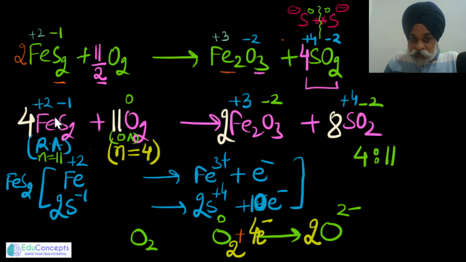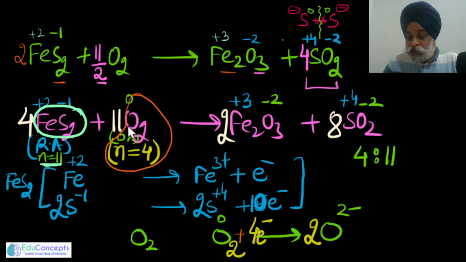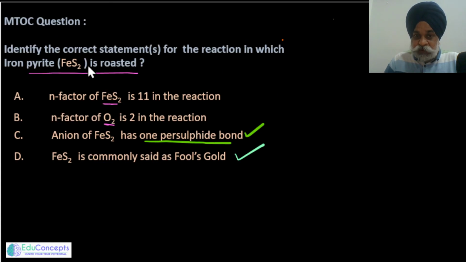What does it mean? That 1 mole of this species loses 11 electrons. Now if I would have 4 moles of it, it would have lost 44 electrons. On the contrary, 1 mole of oxygen gains 4 electrons. Now, if I would have 11 moles of oxygen, it would have gained 44 electrons. Oh, perfect. It does make sense. So I hope you understood this well. So now the nFactor of FeS2 is 11 in this reaction, perfectly right. And nFactor of oxygen, which again is a confusing one, this is a wrong one. Here it has to be 4.